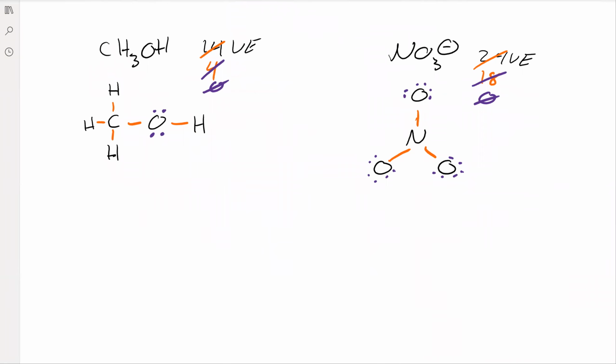Down here on our CH3OH, everything has a filled valence shell, right? The oxygen and carbon have 8 valence electrons, the hydrogens have 2. Everything's happy there. Next thing we want to do is calculate the formal charge of all of these atoms.